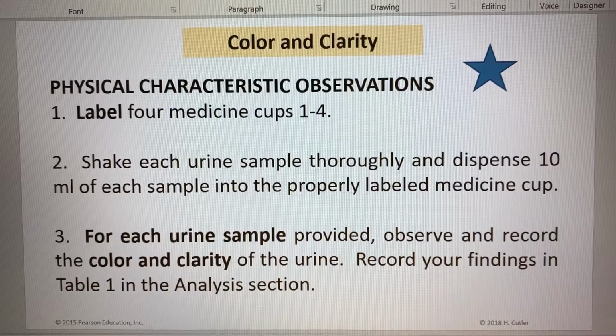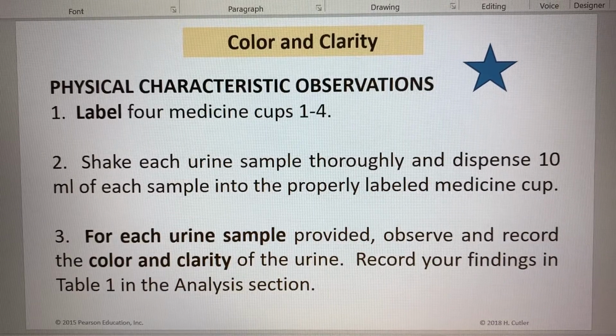We're going to start with color and clarity. So the instructions on the first part of the experiment note that we should label 4 medicine cups for patients 1 through 4, and then we'll shake the sample of urine and add 10 milliliters to each medicine cup for individual patients, and then we'll look at the color and the clarity.